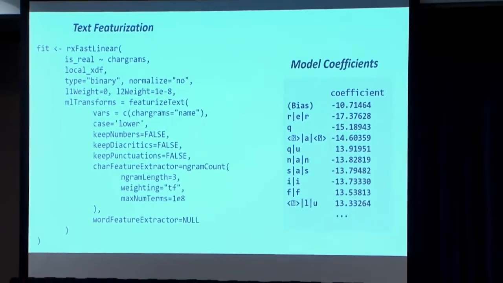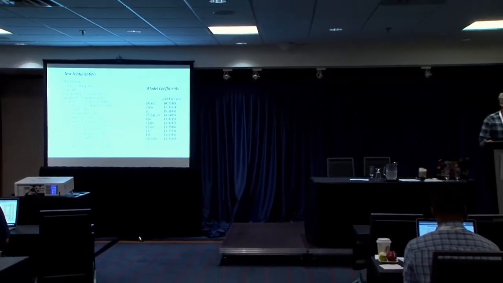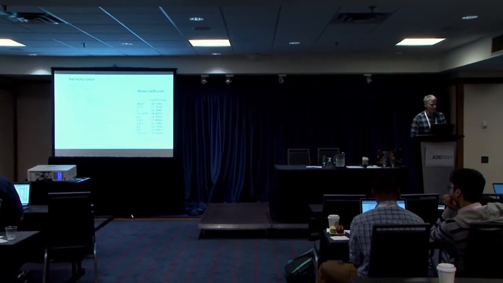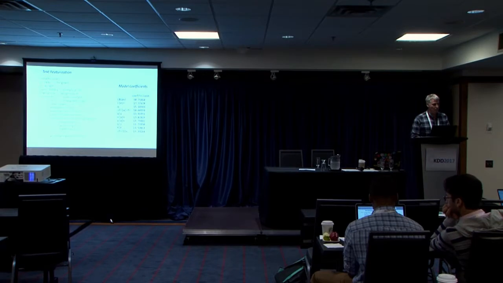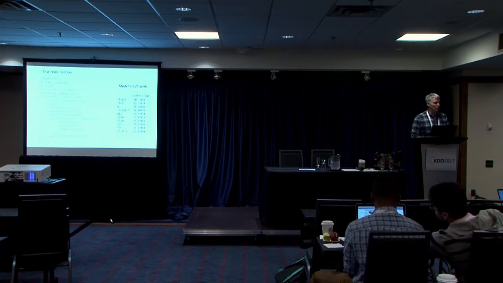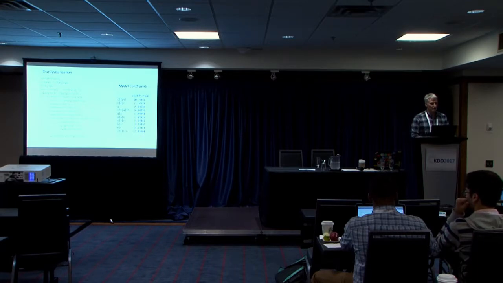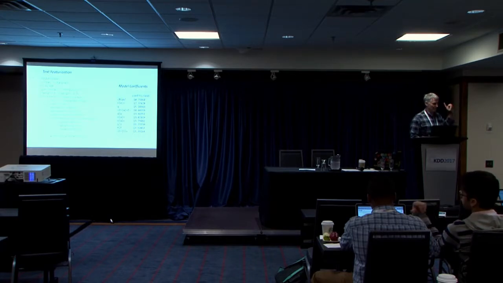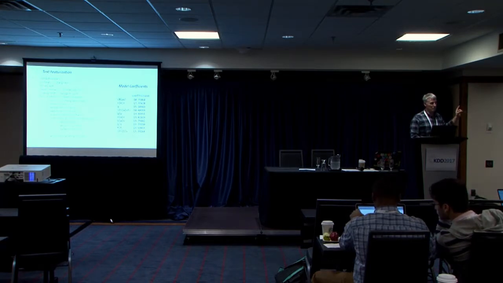I'm going to be showing you the inline text featurization functions in this algorithm, RxFastLinear, from the Microsoft ML package. You notice that this is the call to fit the model. We're giving a formula to this model, and the outcome is that Boolean column is real. But the input is a column that doesn't exist yet. The input is called kgrams, and that was not in our data set. That's going to be generated on the fly as this data is read in.